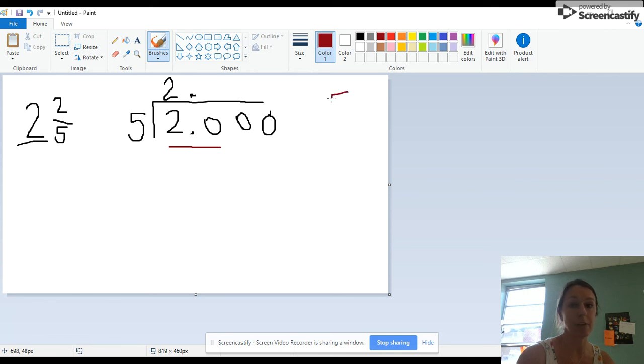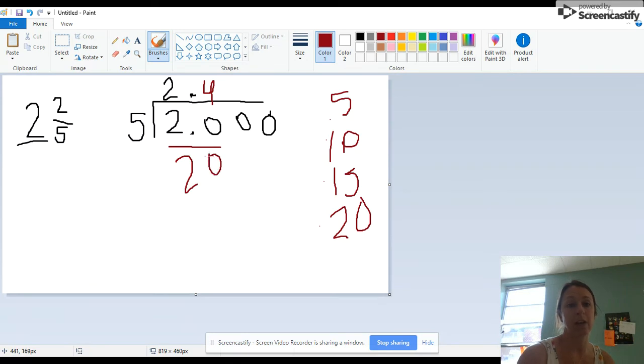And you can skip count 5, 10, 15, 20. So it goes in perfectly. That's 1, 2, 3, 4 times. So 5 goes into 20 4 times, and we'll be done because 5 times 4 is 20. And then when we subtract, we get down to 0.